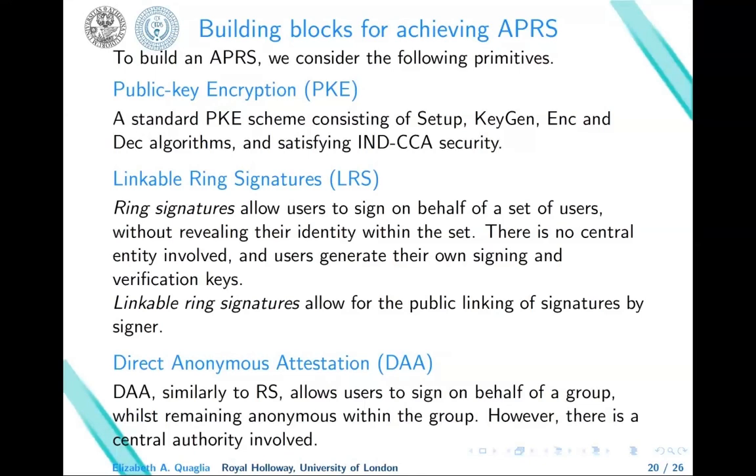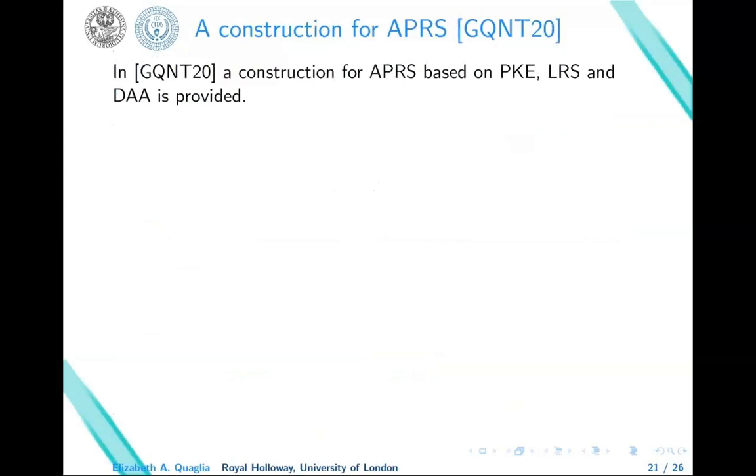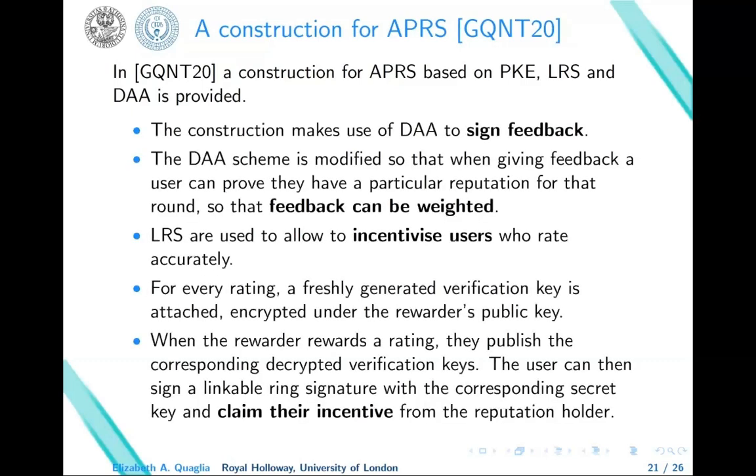Okay, so we have these three building blocks, let's say, and in this paper, which I co-author with Lydia Gams and Xiaoling Ji and Giulia Traverso, published in SCN 2020, we provide a construction for anonymous peer rating system based on these three building blocks. So what is the idea? I'm just going to give you the intuition of how the construction works.